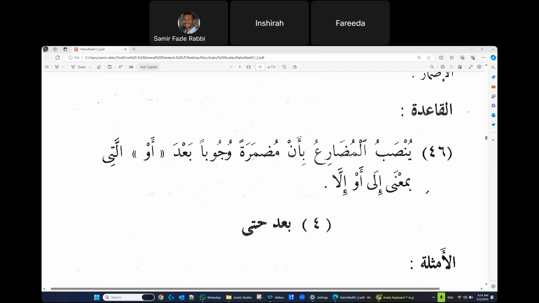That's what happens. Aw in most common usage usually means or. But when we have it with this an al-mudmira, and then we have a mudari' that follows it, then it can either mean ila or illa.